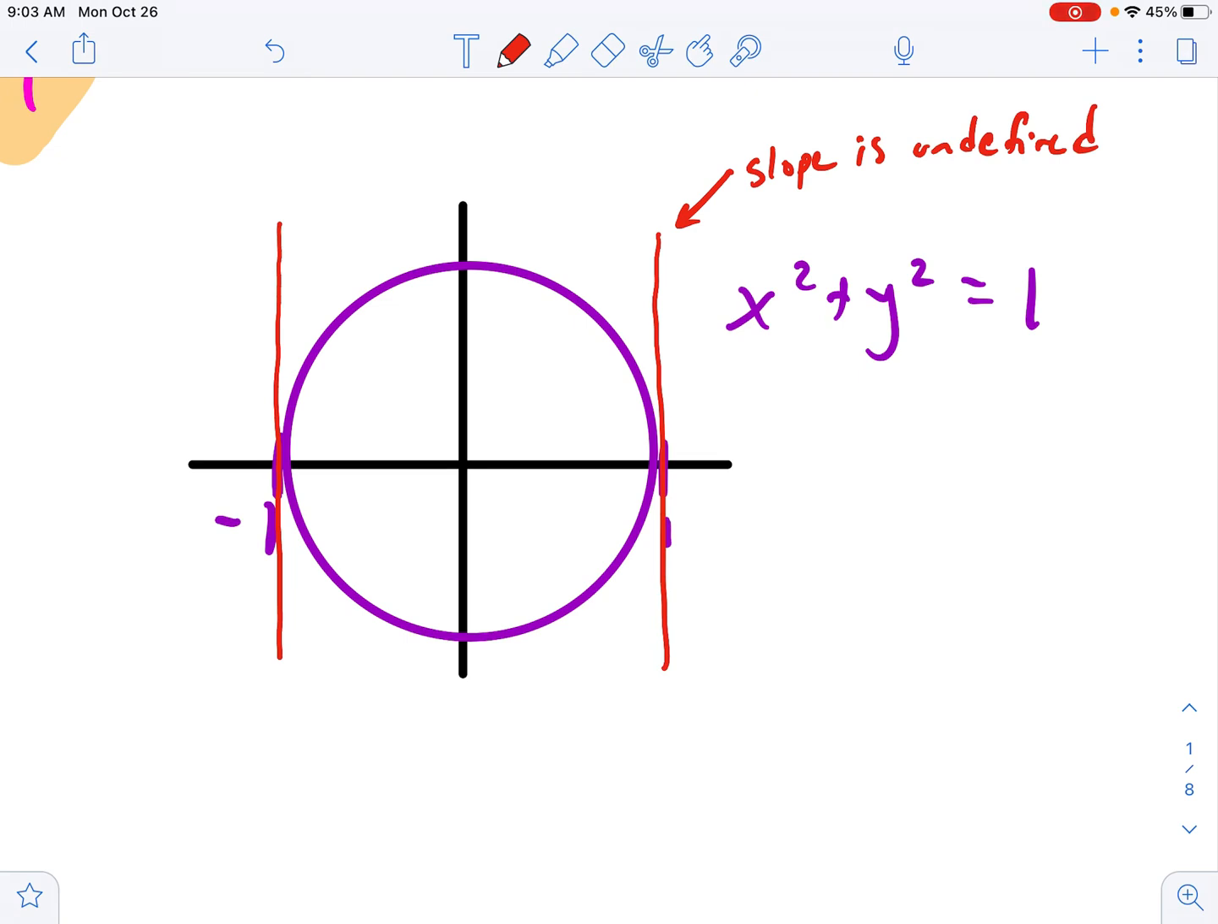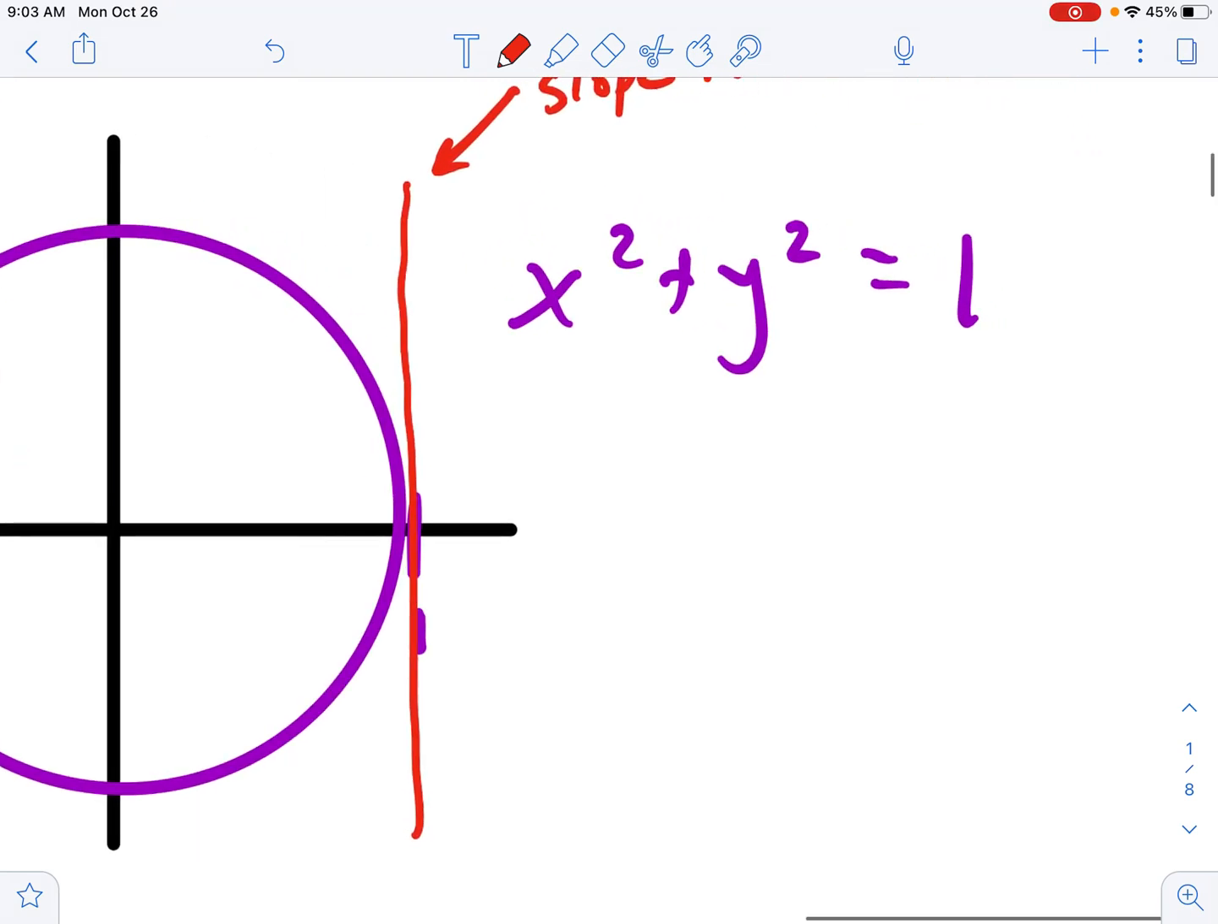Therefore, the derivative is undefined. So dy/dx does not exist at plus or minus 1 here. It's actually kind of algebraically a nice thing to see here as well. If I actually use implicit differentiation on this, take a look.